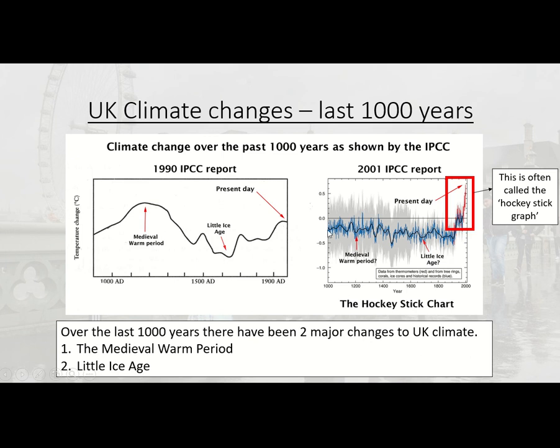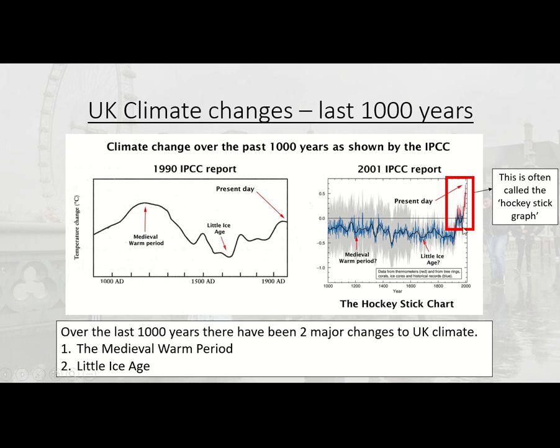Now, if you plot the IPCC report, or the hockey stick graph, we've got the medieval warm period identified here, and then you've got your Little Ice Age identified here. Now, it's not as clear cut on this graph because this is a far more simplified version of the 1990 report when it came to climate change over the last 1,000 years.